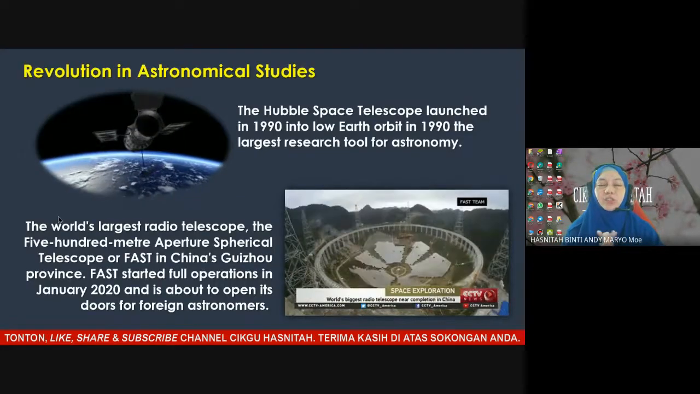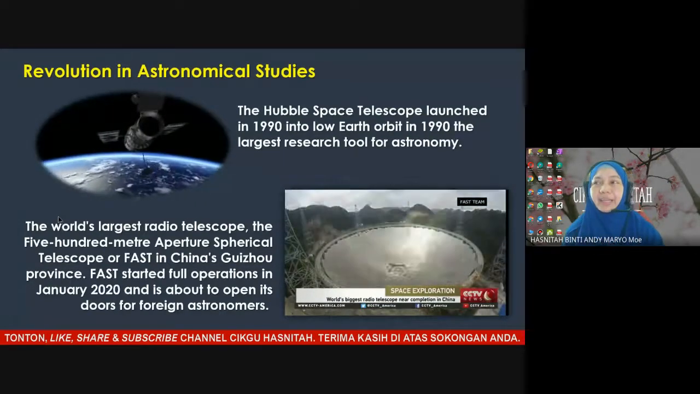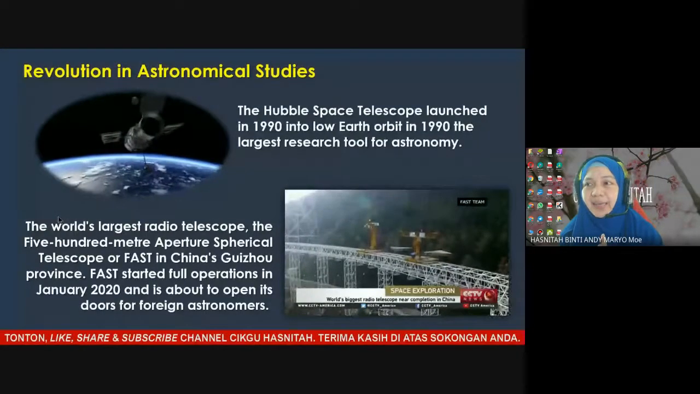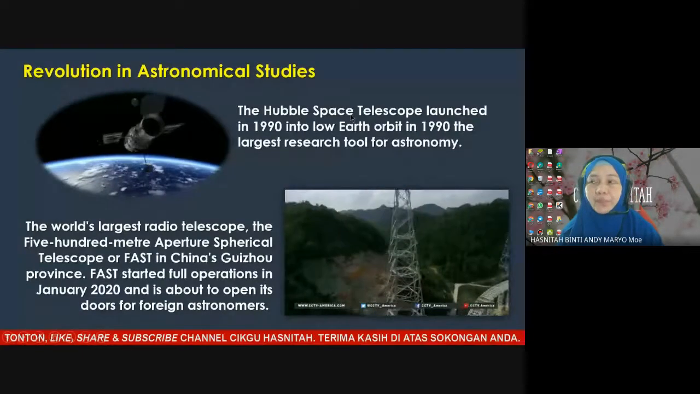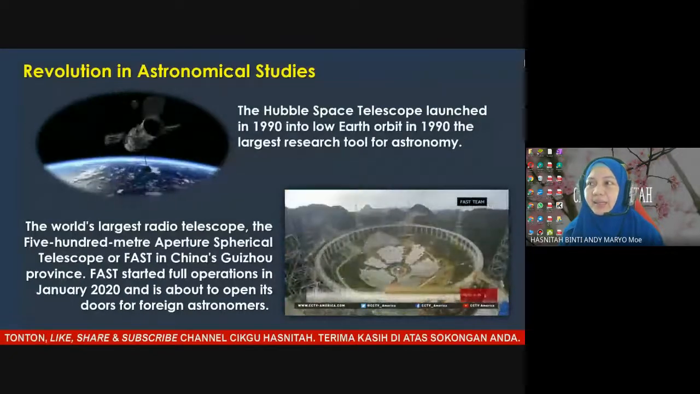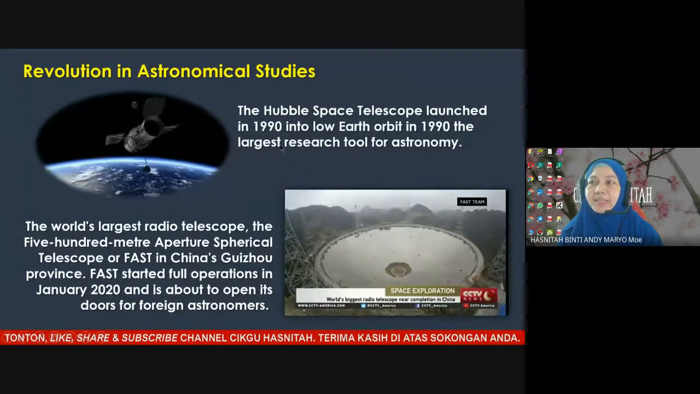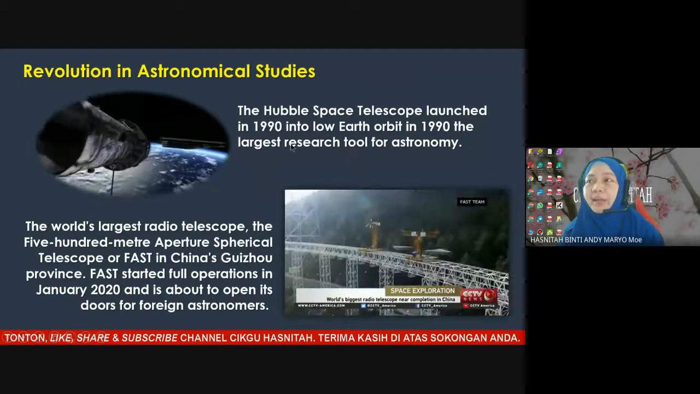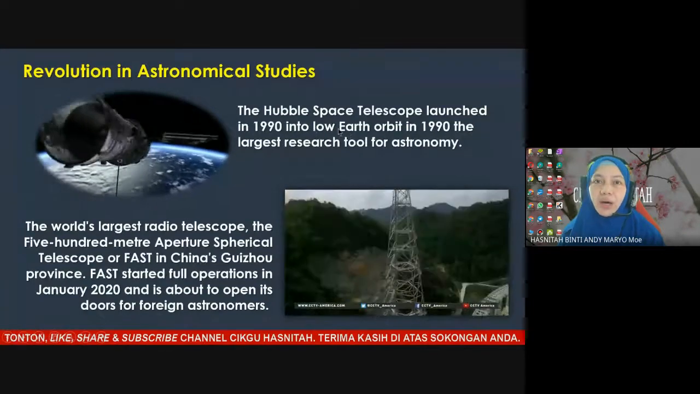Okay, next, students. This is the technology or revolution that happened in astronomical studies. All are related to lenses as well. The first one you can see up here is the Hubble Space Telescope. This telescope was launched in the year 1990 into low Earth orbit. And this is actually the largest research tool for astronomy. Until nowadays, this telescope is up there in low Earth orbit.